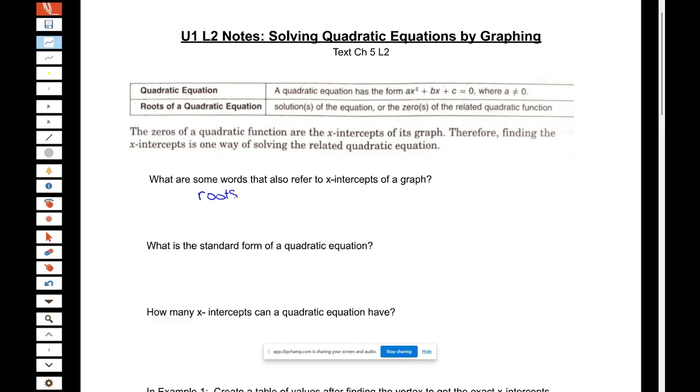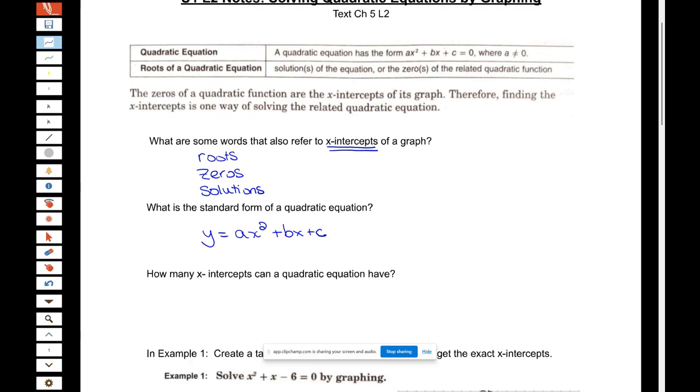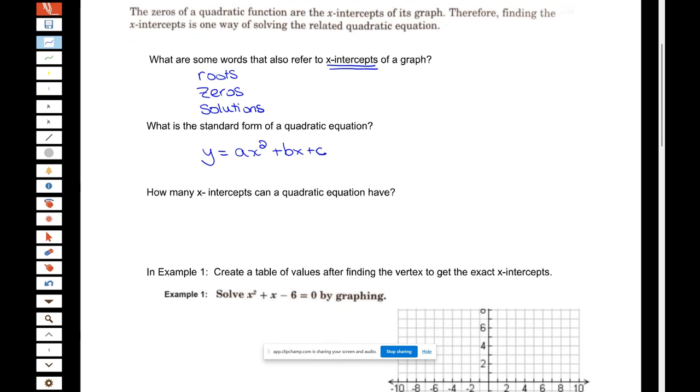So what are some words that also refer to x-intercepts of a graph? That would be roots, zeros, and solutions. So anytime we use any of these terms in slightly different contexts, they refer to x-intercepts. The standard form of a quadratic equation is y equals ax squared plus bx plus c, and if you're solving it, it's going to be set equal to 0.